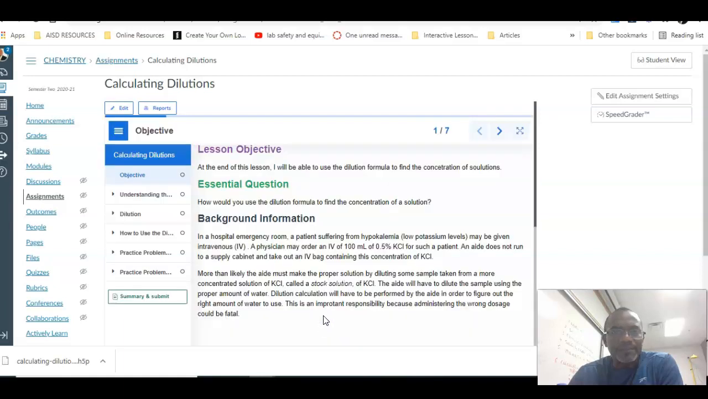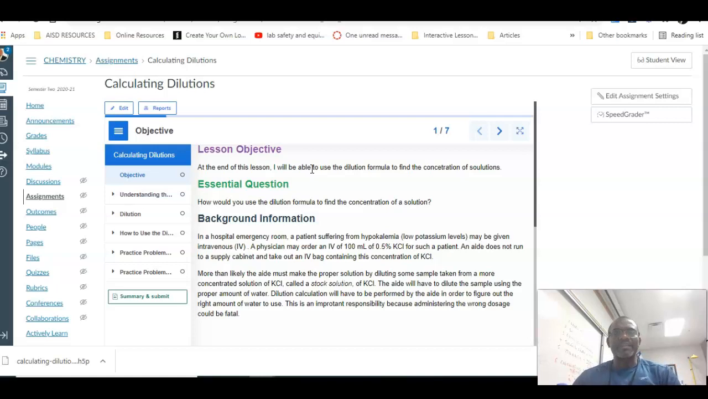So click read. Now today's lesson objective, at the end of this lesson, it is expected that you will be able to use the dilution formula to calculate the dilution of solution or the concentration of solutions. Now the essential question is, how would you use the dilution formula to find the concentration of a solution?